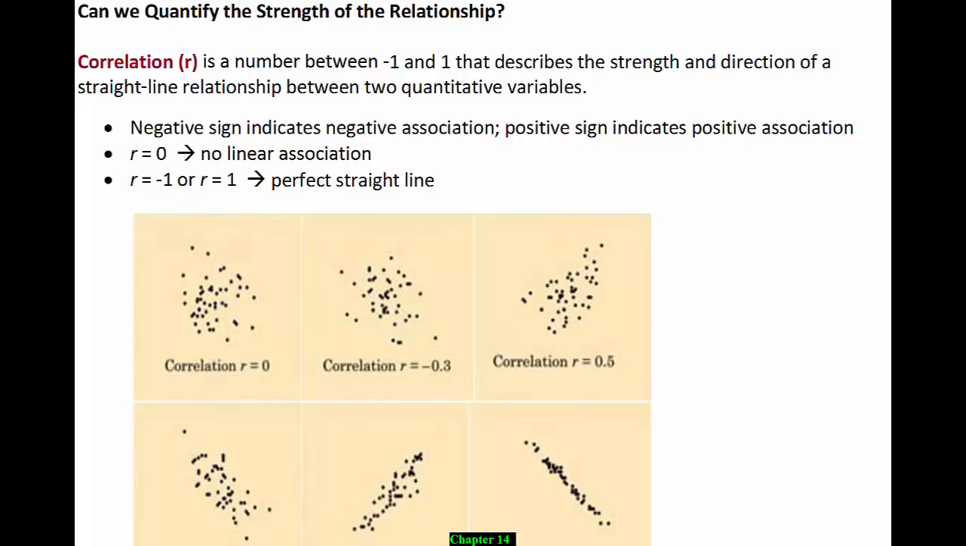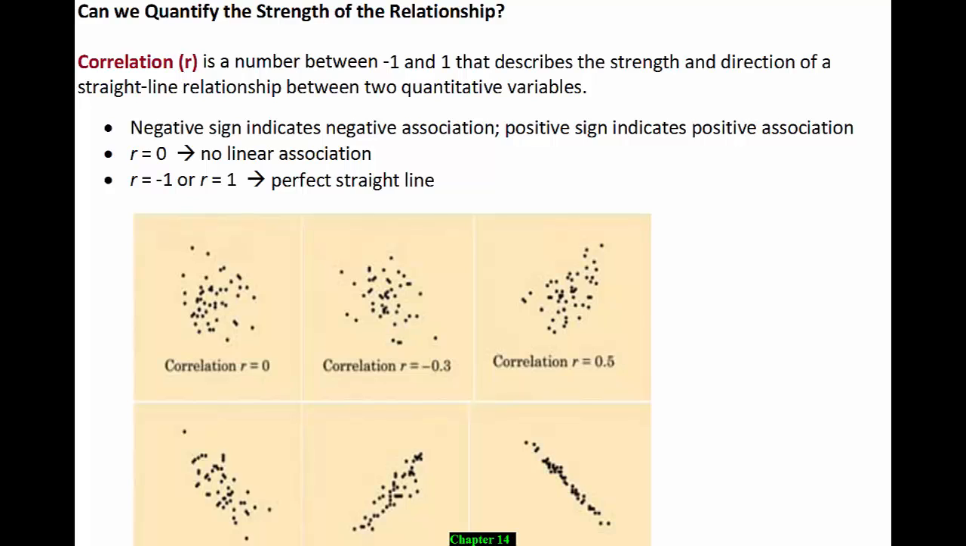In the previous examples, we discussed the importance of talking about the form, direction, and strength of a relationship. When we talked about strength, we discussed it loosely. We said the points are tight to a curved form, and this is a weak relationship because the points are scattered about the line, but we didn't put a number to it.